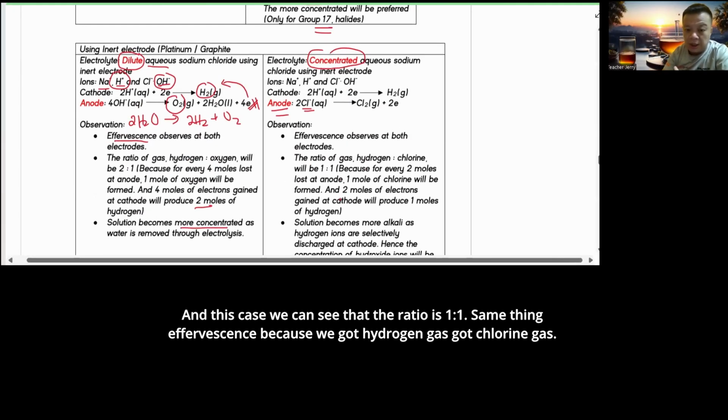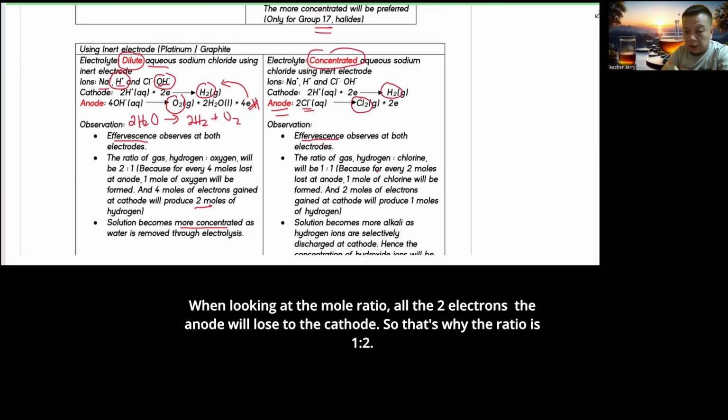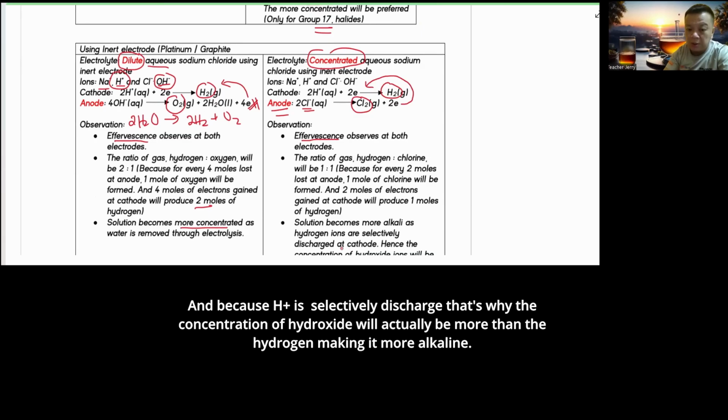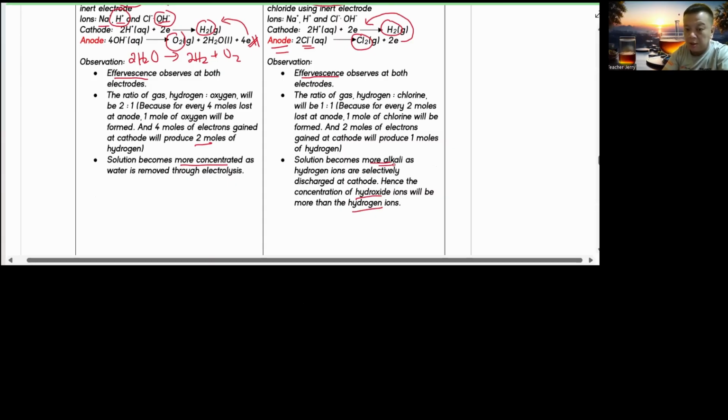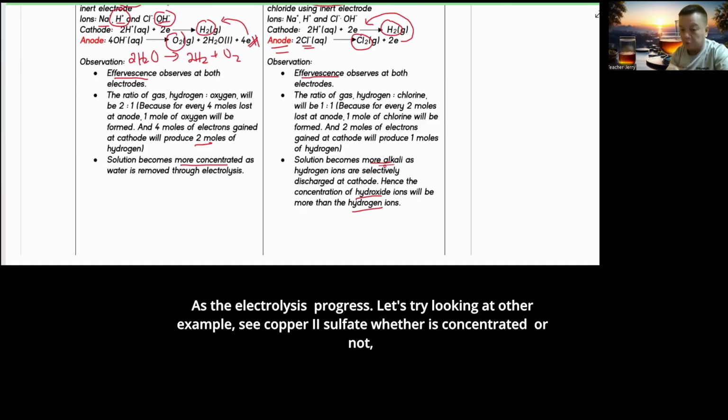And in this case, we can see that the ratio is 1:1. Same thing in effervescence, because you get hydrogen gas and chlorine gas. Looking at the mole ratio here, the two electrons the anode loses go to the cathode, so that's why the ratio will be 1:2. And because H plus is selectively discharged, the concentration of hydroxide will be more than hydrogen, making it more alkaline as the electrolysis progresses.